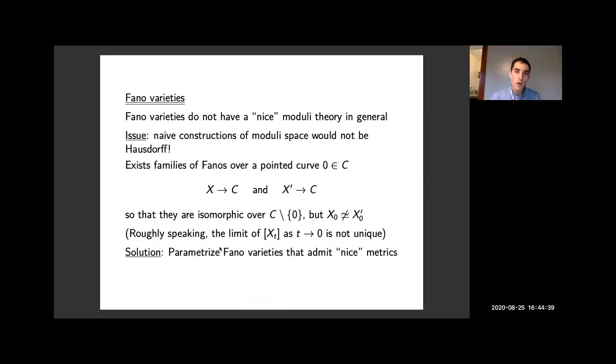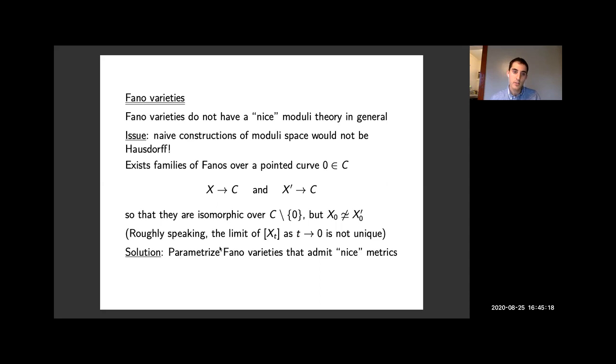So what I want to talk about in this talk are Fano varieties, which were one of the three classes I mentioned before. It's well known to algebraic geometers that Fano varieties do not have a nice moduli theory in general. There are some technical issues as to why this is the case. But one of the key issues is that if you want to naively construct moduli spaces of Fano varieties, your moduli space, depending on what you mean by constructing it naively, would in general not be Hausdorff.